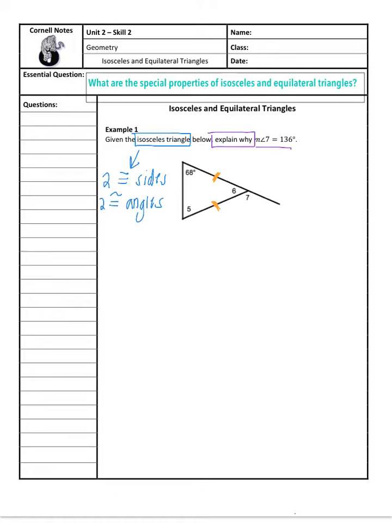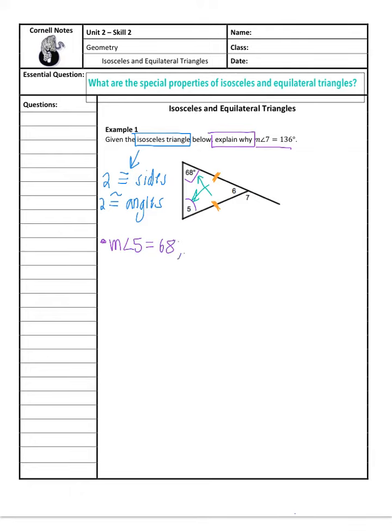So if I stand at this top hash mark here and look across from where I'm standing, I'm going to look at angle 5. And if I stand over here at the bottom side that was congruent and look across from it, I'm going to see the 68 degrees. So those two angles then must be congruent. They have to be the same measure. So if this top angle here is 68, that means that angle 5 is also going to be 68 degrees. So that's the first sentence I'm going to write down because that's something new that I did not know when I started this problem. So the first thing here, the measure of angle 5 is 68 degrees.